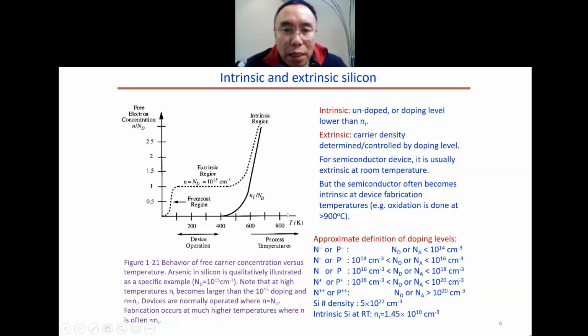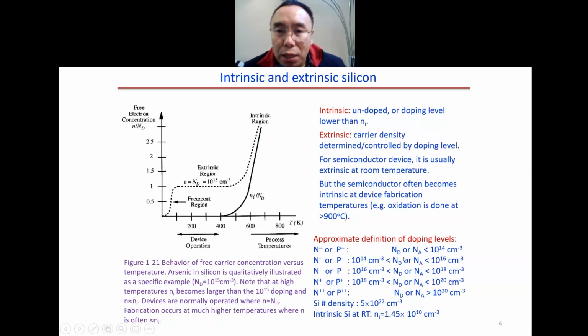This is the temperature for the process. For example, when we do the oxidation process, the temperature will be more than 1,000 Kelvin. Then it becomes intrinsic. Intrinsic means the doping becomes unimportant.